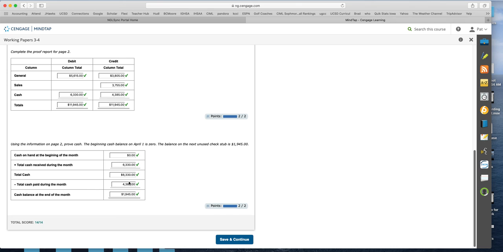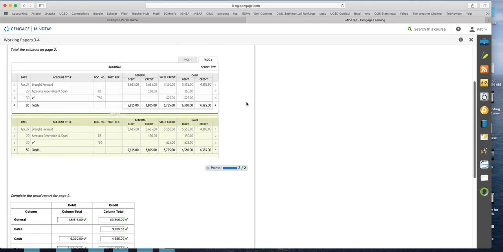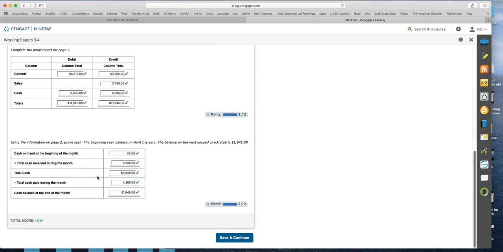Cash credit 4,385, which again you can see up here, right? Cash credit 4,385, so it's the same spot. So we take all the money we made, cash debit, minus all the money we paid out, cash credit, to get this number. If that equals the check stub, then we know we got it right.